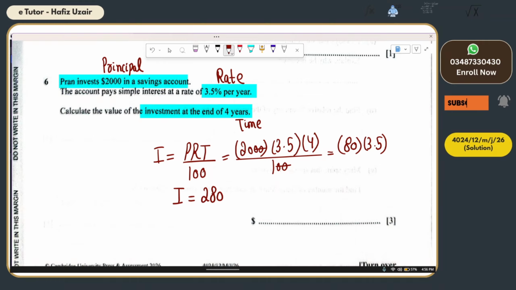Now you need to find out the amount. You need to find out the value of the investment after 4 years. You don't need to find out the interest. So amount will be equal to principal plus interest. The principal amount over here is 2000 plus interest, which is 280. If we add these values, this will become 2280.